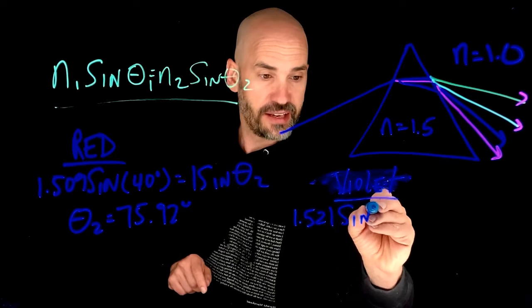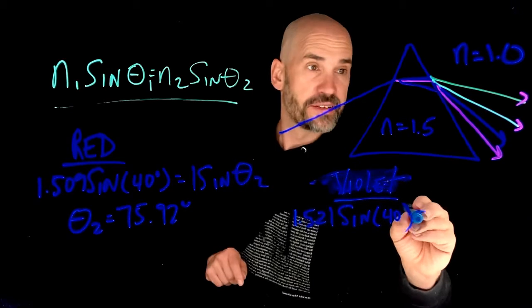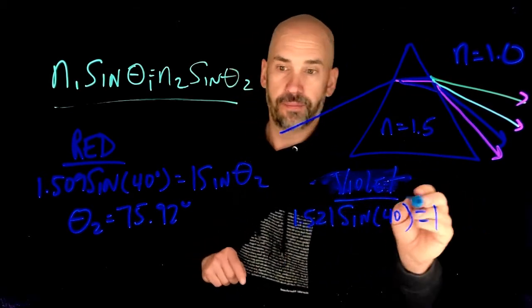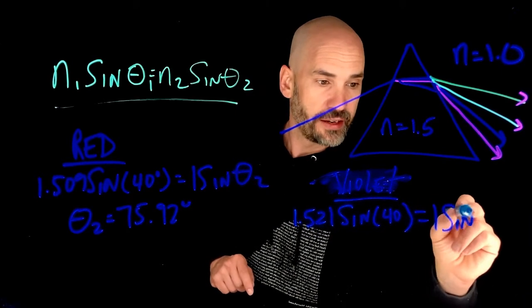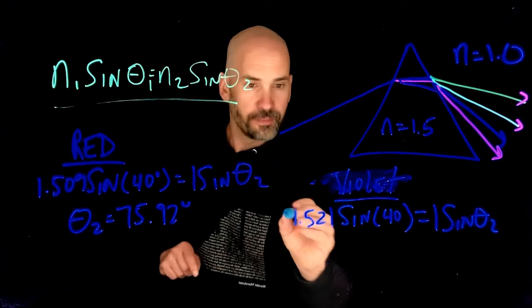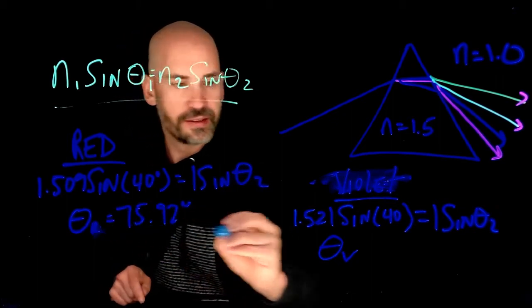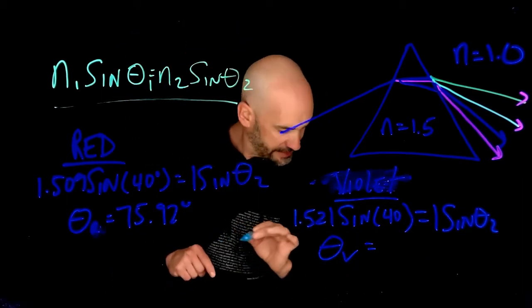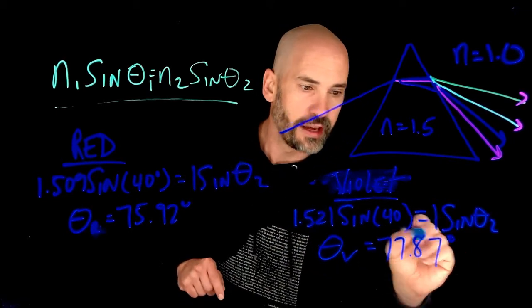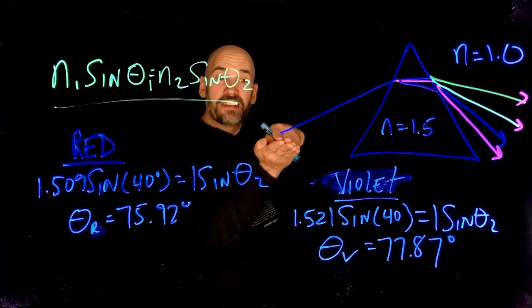And same angle, it's hitting the glass at the same angle, at this surface right here. And it's still going out into air, which has an index of refraction of about 1. And we have sine of theta 2. If I solve this equation for theta 2, I get a slightly different angle, right? This is theta for red light, and this is theta for violet light. And for violet light, I get 77.87 degrees. That's not super different, but it's different enough to separate, right?